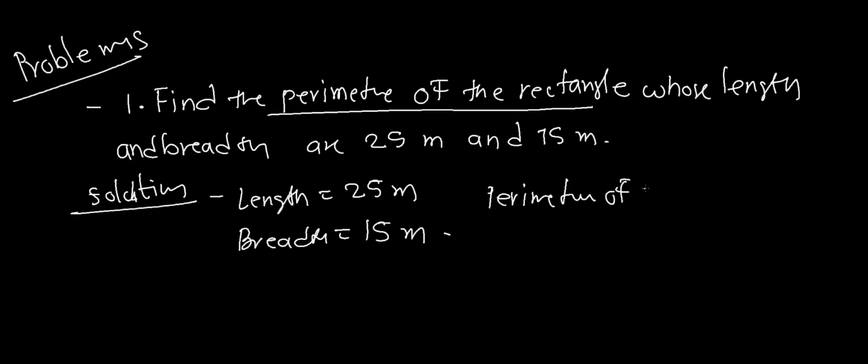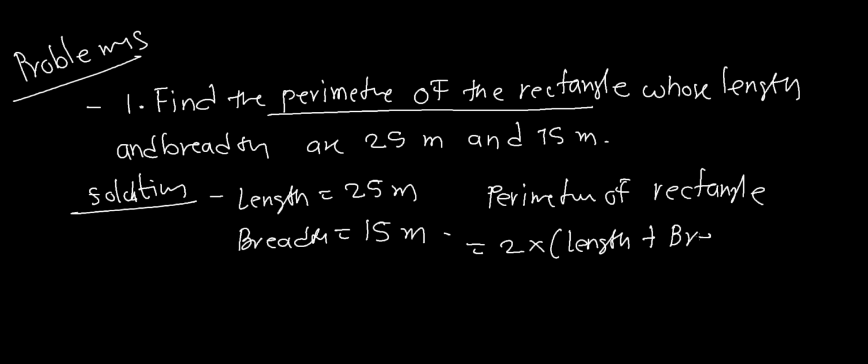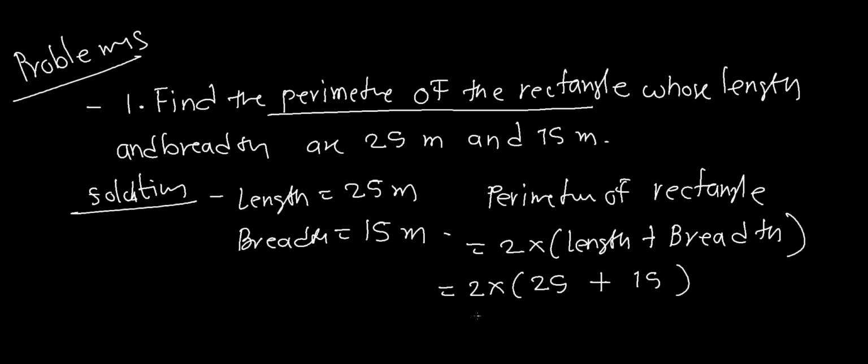Perimeter of rectangle, what is it? The formula is 2 into (length plus breadth). That's the formula of the perimeter of the rectangle. So this becomes 2 into (25 plus 15), length is 25 meters, breadth is 15 meters. So that becomes 2 into 40, which is 80 meters.